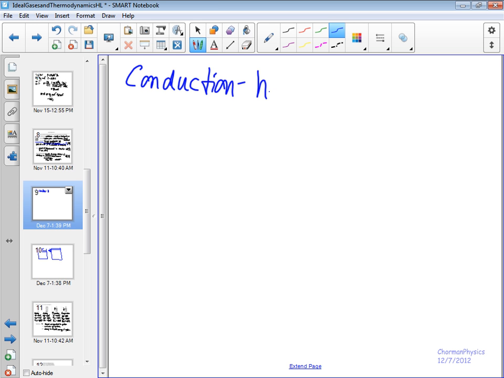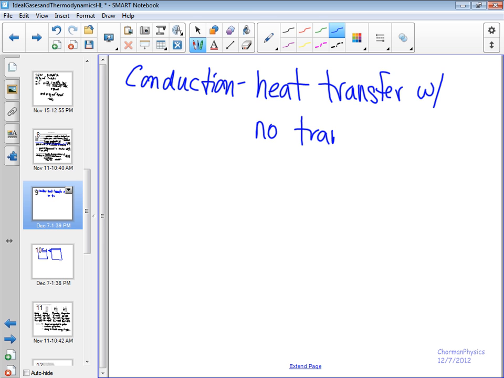transfer with no transfer of the substance. We're just going to have molecules vibrating and bouncing into the molecules next to them, and moving the heat on down that way.